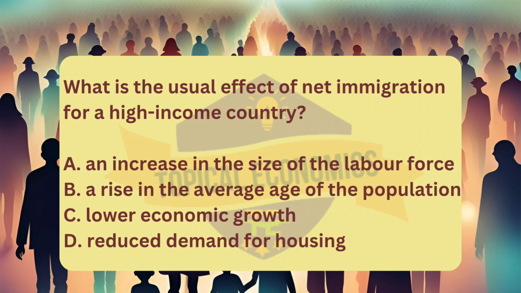Starting with the first question. What is the usual effect of net immigration for a high-income country? A. An increase in the size of the labor force. B. A rise in the average age of the population. C. Lower economic growth. D. Reduced demand for housing. Reference, 2022 October, November, version 3.